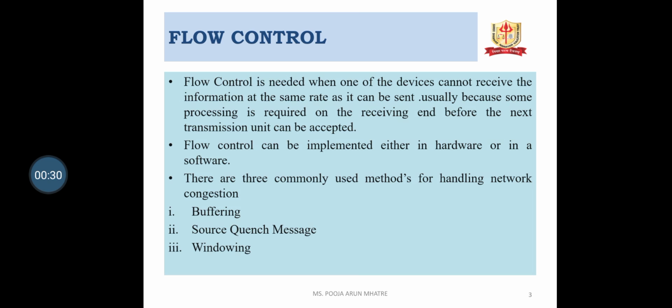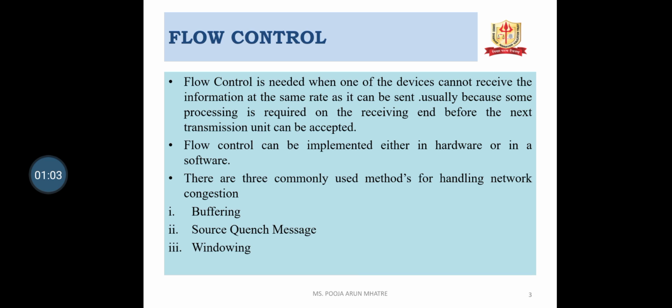Flow control. Flow control is needed when one of the devices cannot receive the information at the same rate as it can be sent, usually because some processing is required on the receiving end before the next transmission unit can be accepted. Flow control is needed when one device cannot receive the information at the same rate.